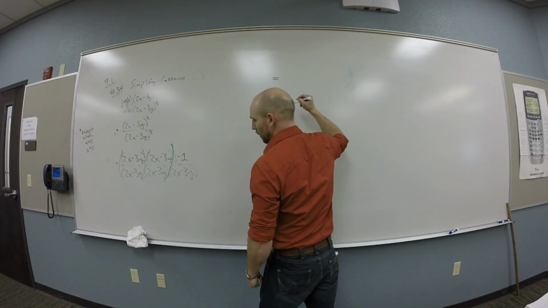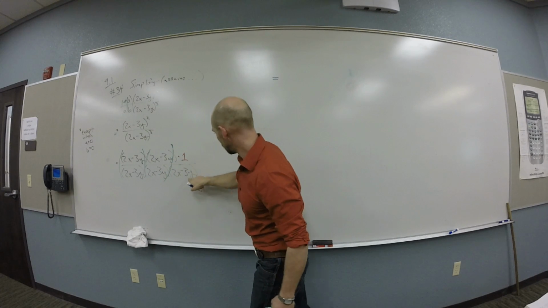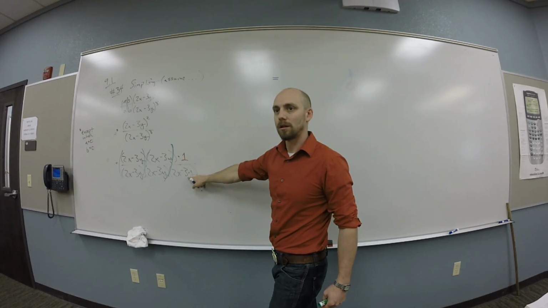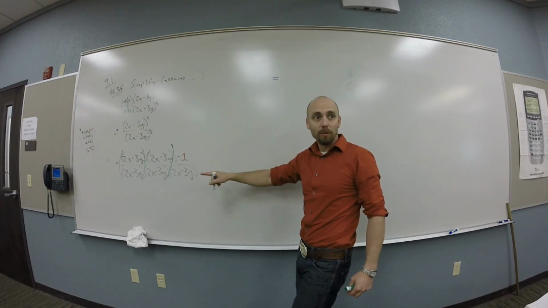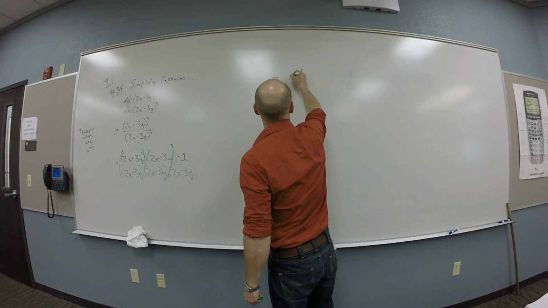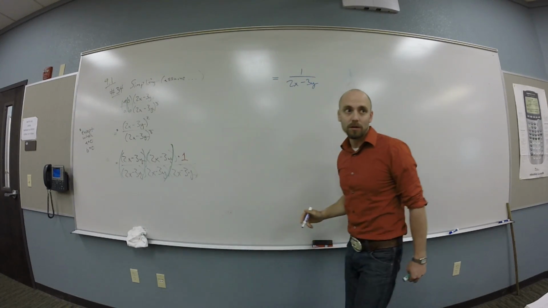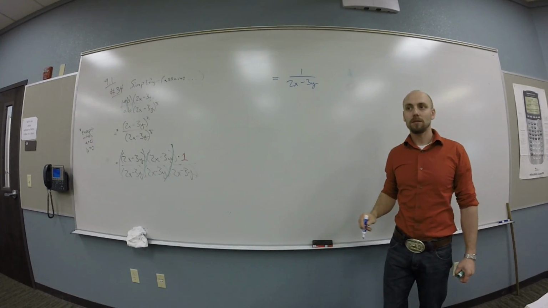Looks like I'm left with a 2x minus 3y. Make sure it stays in the bottom, right? 1 over. So I've got a 1 over 2x minus 3y. You guys all see that?